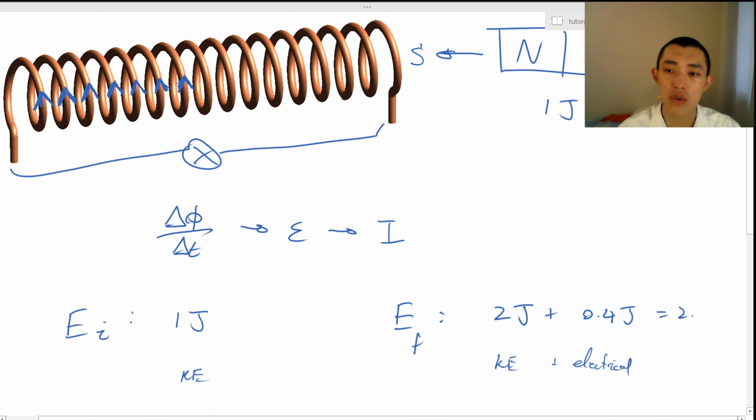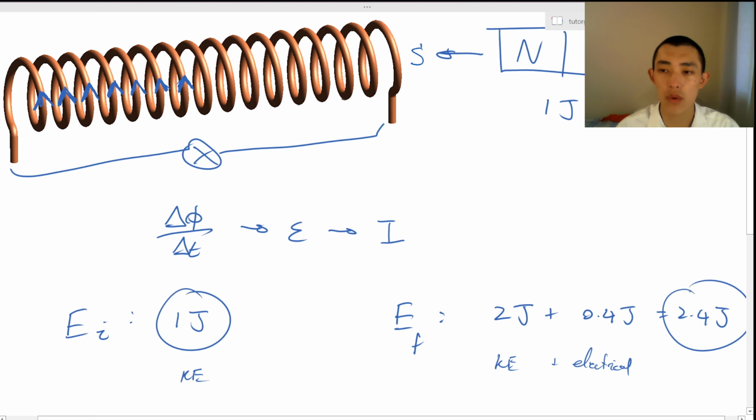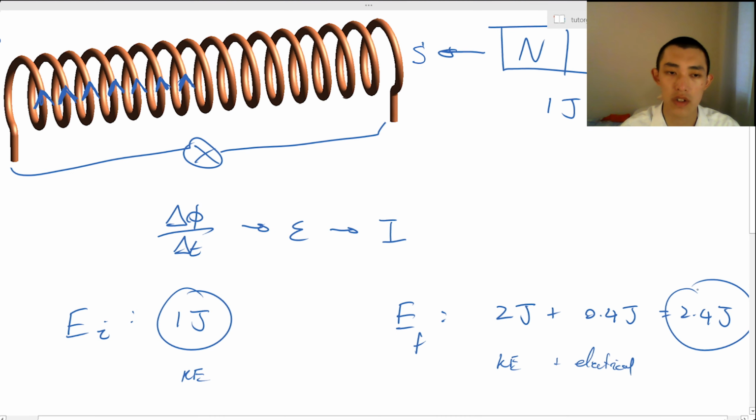So let's say I have 2.4 joules of energy coming out. So I put in 1 joule, I get out 2.4 joules. That's not how it works. This is a violation of the law of conservation of energy, right? That's very bad. Let's see what happens if I were to reverse this.